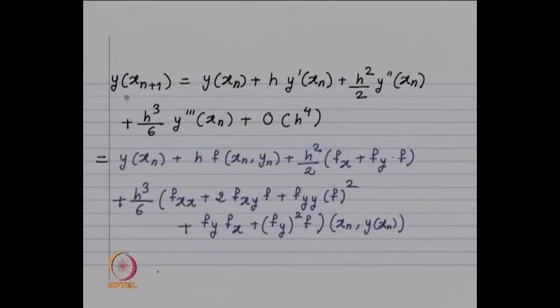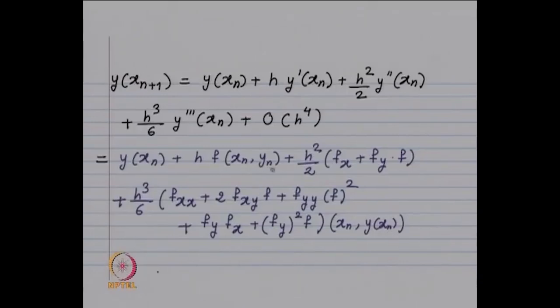Now, this is the Taylor series expansion for the unknown function y. Y dash is f, y double dash is nothing but derivative of this f. So, that is going to be equal to f x plus f y into f, plus h cube by 6. Now, derivative of this, and we have seen the derivative of this to be equal to f x x plus 2 times f x y f, assuming that the mixed partial derivatives are equal, that means f x y is equal to f y x, plus f y y into f square plus f y into f x plus f y square into f, at x n and then y at x n.